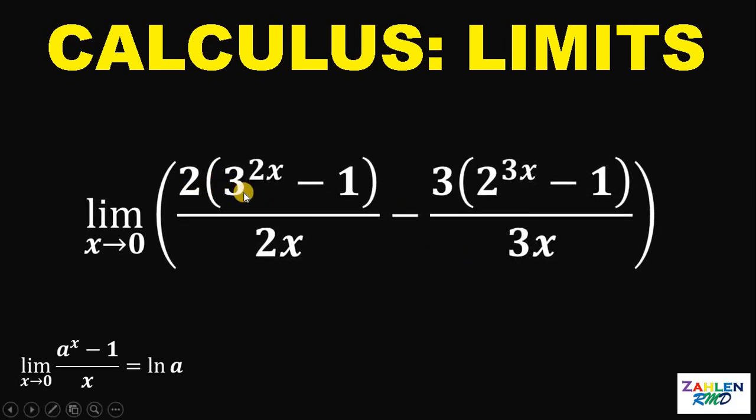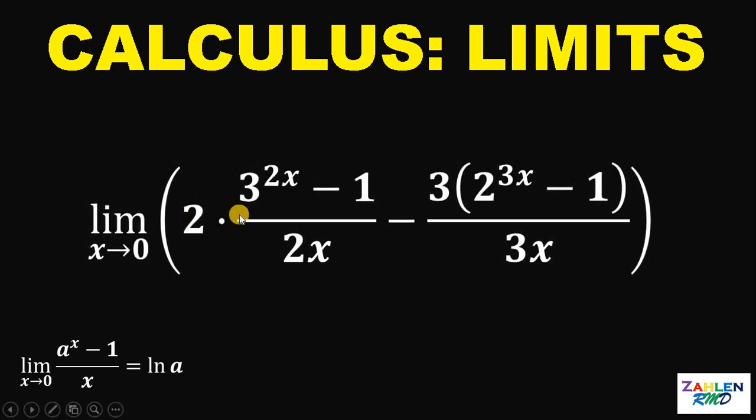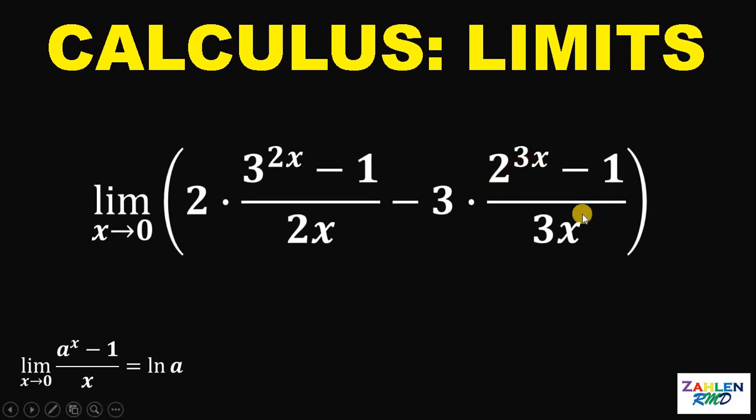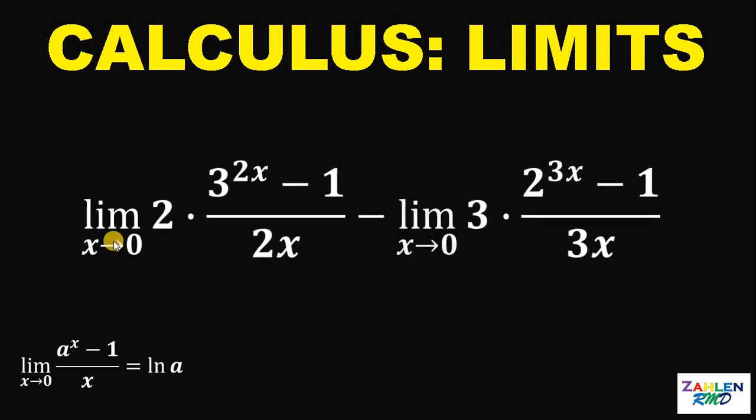Now 2 times the quantity (3 raised to 2x minus 1) over 2x can be written as 2 times (3 raised to 2x minus 1) over 2x, and the other term can be written as 3 times (2 raised to 3x minus 1) over 3x. Now take note that we can separate limit by subtraction. So we can rewrite this as the limit of 2 times (3 raised to 2x minus 1) over 2x as x approaches 0 minus the limit of 3 times (2 raised to 3x minus 1) over 3x as x approaches 0.